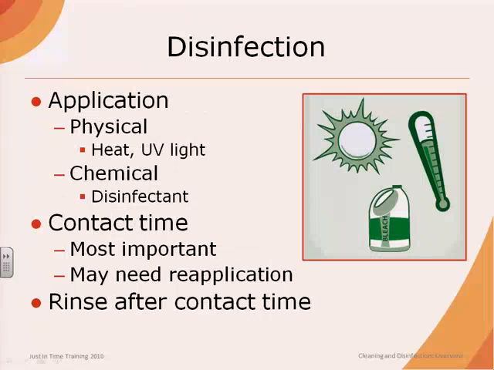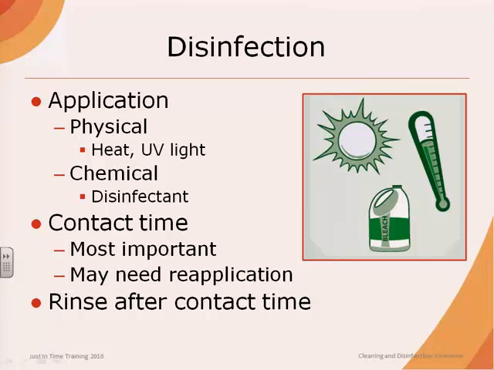The disinfection process also has 3 steps: application, contact time, and a rinse-dry cycle. As previously mentioned, disinfection can involve physical methods, such as heat and ultraviolet light, or chemical disinfectant methods, or a combination of these methods may be needed. Application methods can also vary and will depend on the disinfection method chosen.